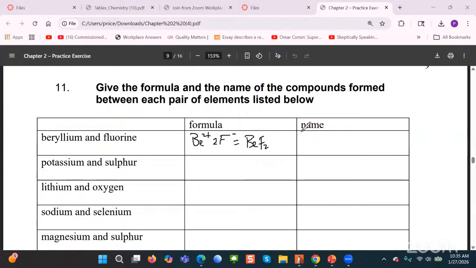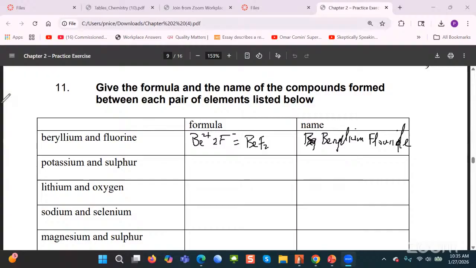So therefore, the final answer for the formula would be BeF2. And the name of this compound would be beryllium fluoride. And that's it. Okay, and that's it. All right. So, oh, somebody said something. Let me see here. Okay, thank you. So that's basically how that is done. All right. So if you understood this, then you should be able to complete that table. So I'm going to leave the rest for you to do in that table.